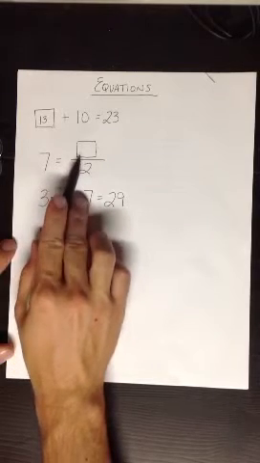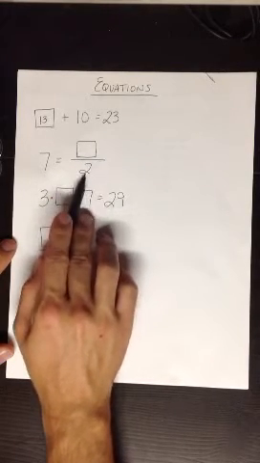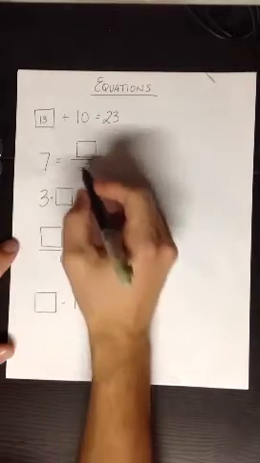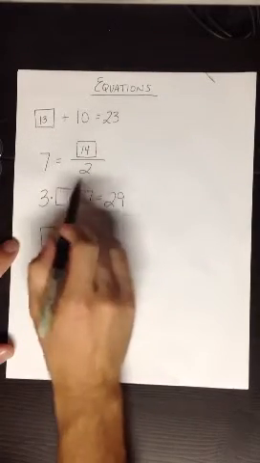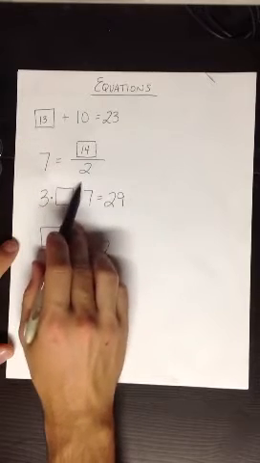In the second box, what number divided by 2 would give you 7? Well, I know that 7 is half of 14.